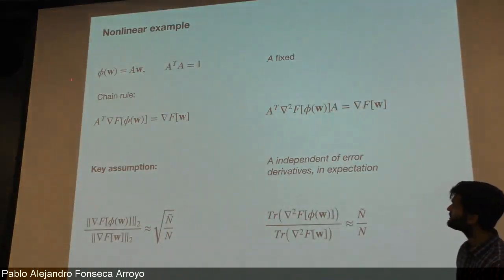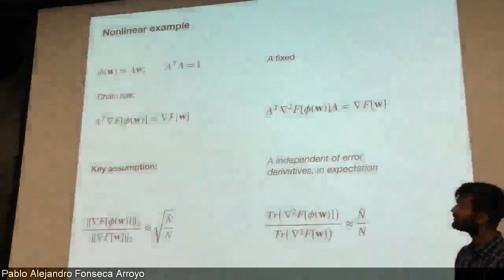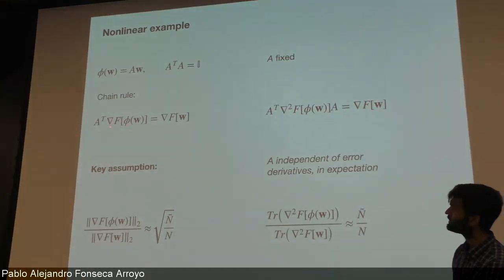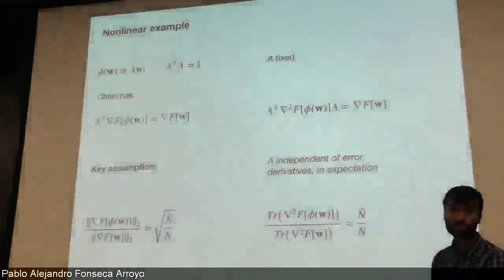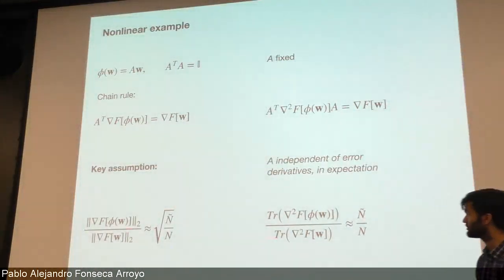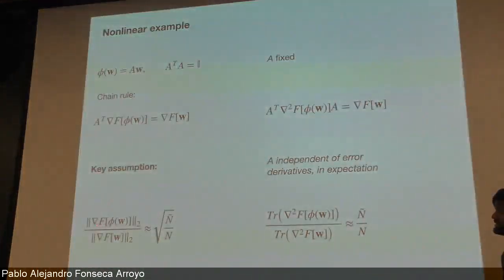If that's true, then when I do this projection, I can think about how much it's going to change the norm of these two. This has some 1 eigenvalues and some 0 eigenvalues, and the norm is going to depend on how many 0 and 1 eigenvalues there are. So I get these approximations. The gradient norm is going to expand by the square root of the ratio by which I've increased the number of weights, and the trace is going to increase linearly with the number of weights.